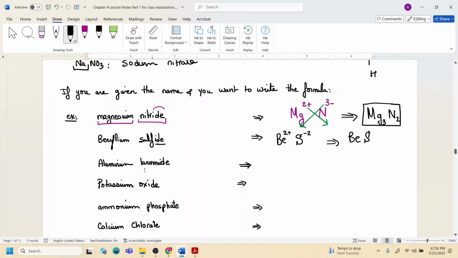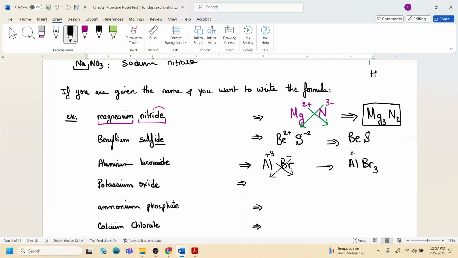Aluminum bromide, you guys, same thing. Bromine is just one atom. So I'm going to have aluminum and I'm going to have the bromine. Now I'm going to put the charges. Aluminum is plus 3. The bromine is negative 1. The charges are not balanced, so I'm going to crisscross those. It's going to be Al1 because the charge of the bromine is 1, and it goes to the aluminum. And the charge of the aluminum is 3, and it goes to the bromine. So it's going to be Br3.